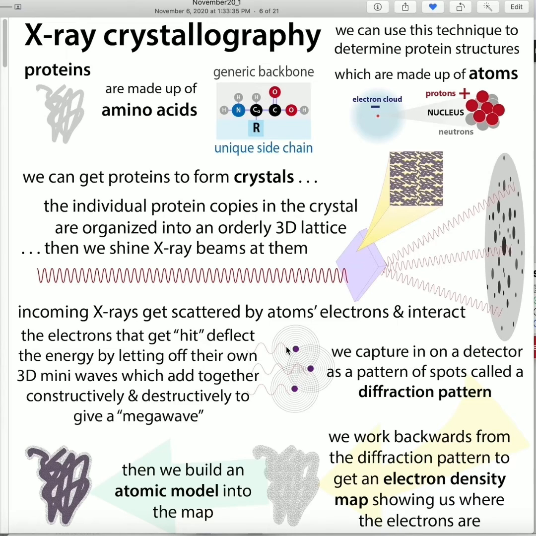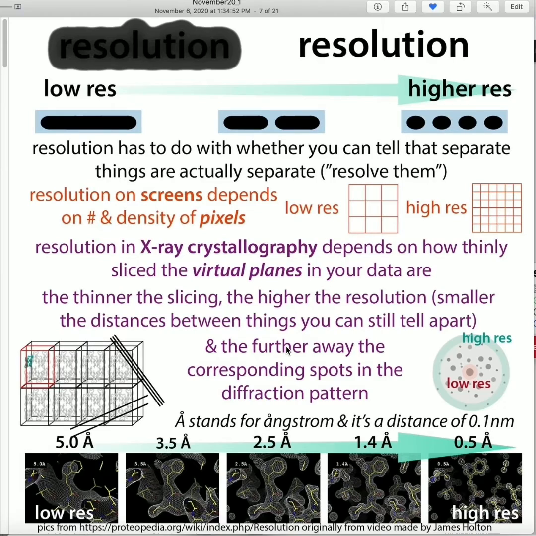Then you work backwards from that series of spots, from that diffraction pattern, to get the electron density map. So that weird blobby meshy thing we were talking about before. And that's going to show you the position of the electrons. And then you build the atomic model into that map. So that's where you say, okay, we know that the electrons are in this area, and that the center of the atoms is going to be in the center of that, and then you can build the atomic model into the map.